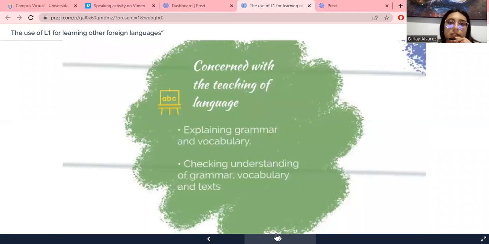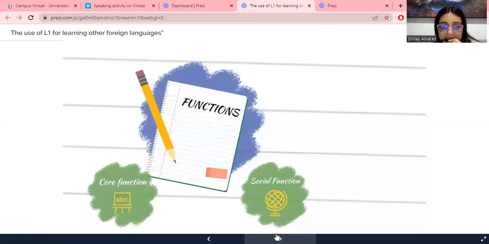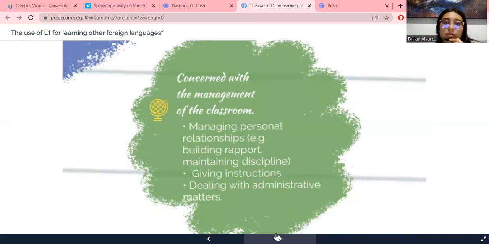The core function is concerned with the teaching of language: explaining grammar and vocabulary, and checking understanding of grammar, vocabulary, and different texts. And on the other hand, the social function is concerned with the management of the classroom: managing personal relationships, building rapport, maintenance, display, giving instructions, and dealing with administrative matters.